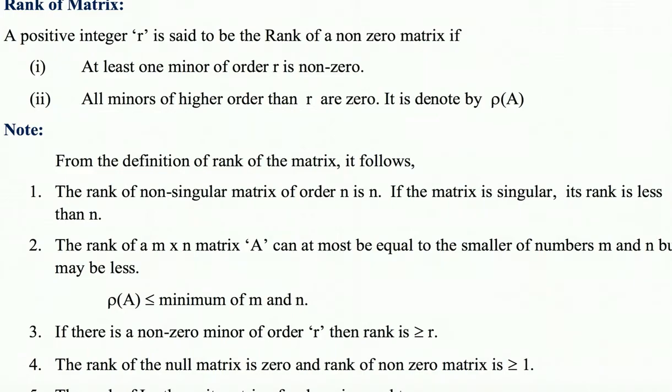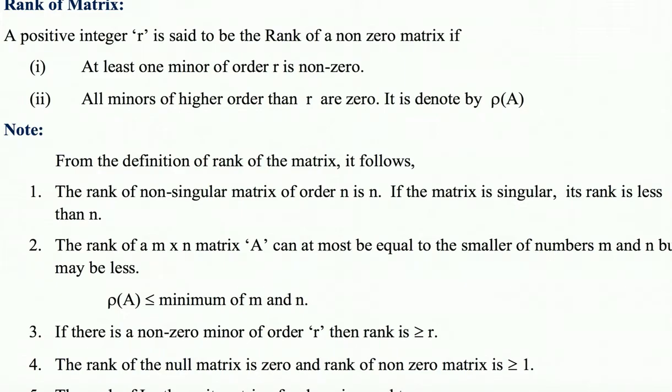A positive integer r is said to be the rank of a non-zero matrix if at least one minor of order r is non-zero, and all minors of higher order than r are 0. It is denoted by rho of A. You didn't get the point, right? Let me repeat: a positive integer r is said to be the rank of a non-zero matrix if at least one minor of order r is non-zero, and all minors of higher order than r are 0. It is denoted by rank of A.